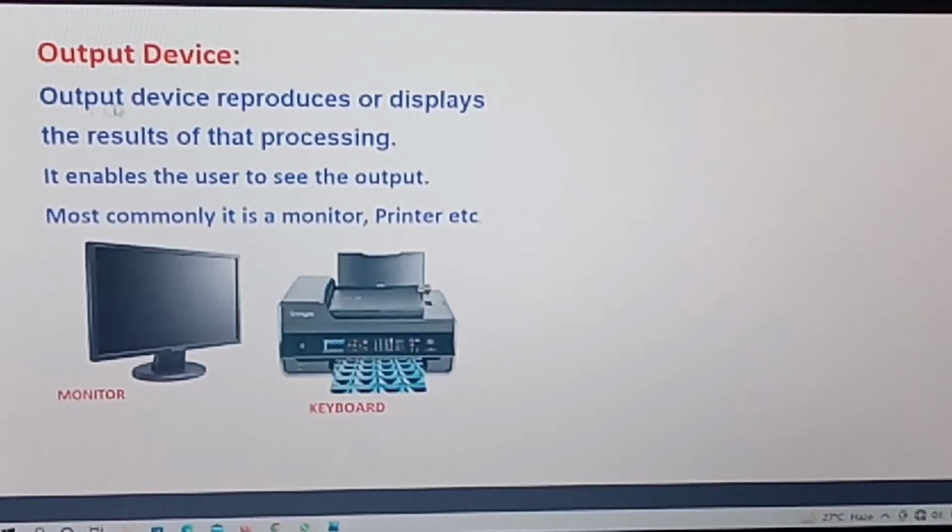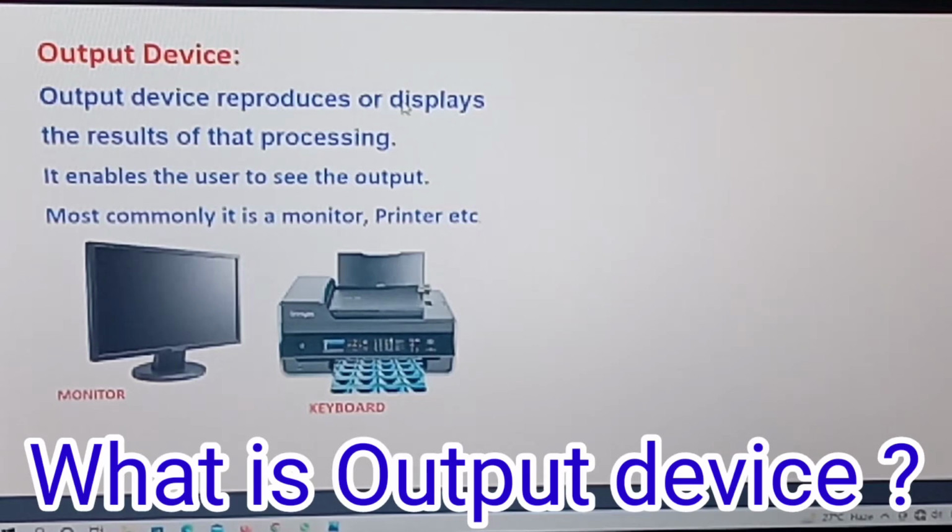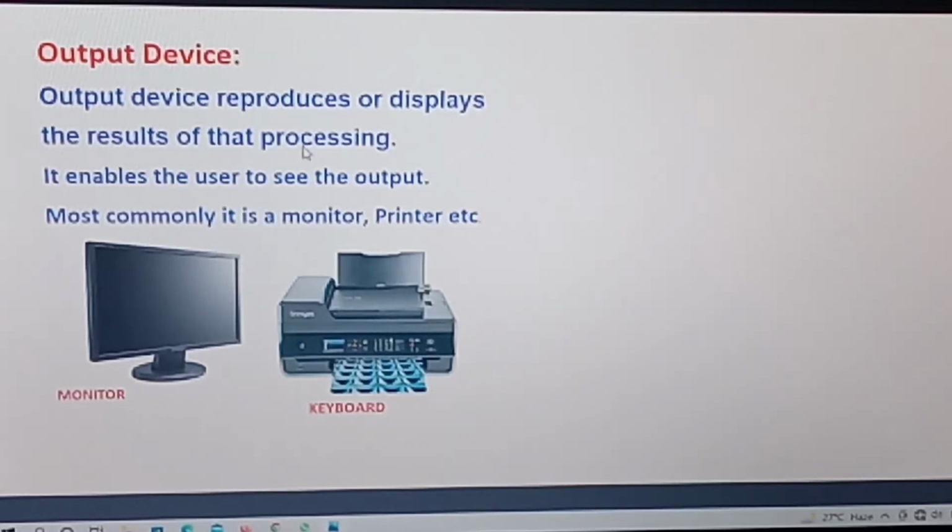Output device. Output device reproduces or displays the result of that processing. It enables the user to see the output. Most commonly, it is monitor, printer, plotter, sound box, etc. This is monitor and this is printer.